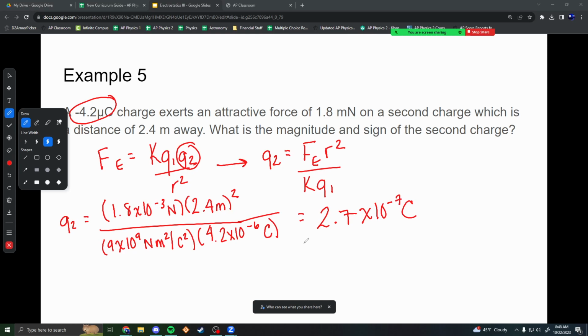And once again, this is going to be a positive charge because the force between them was attractive. So this is really a charge of 0.27 microcoulombs.